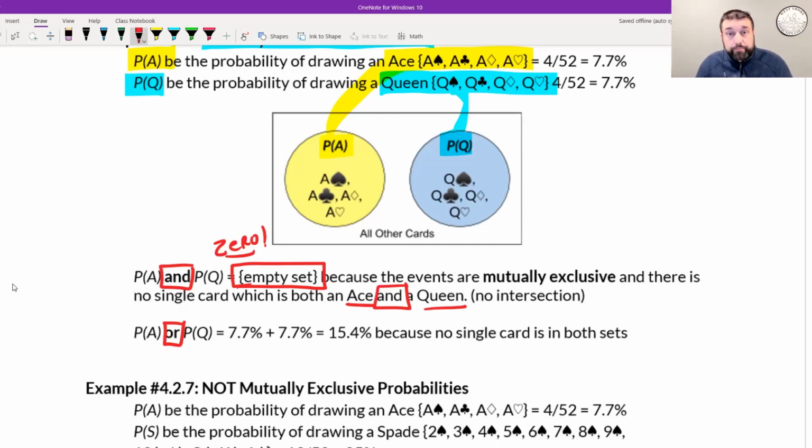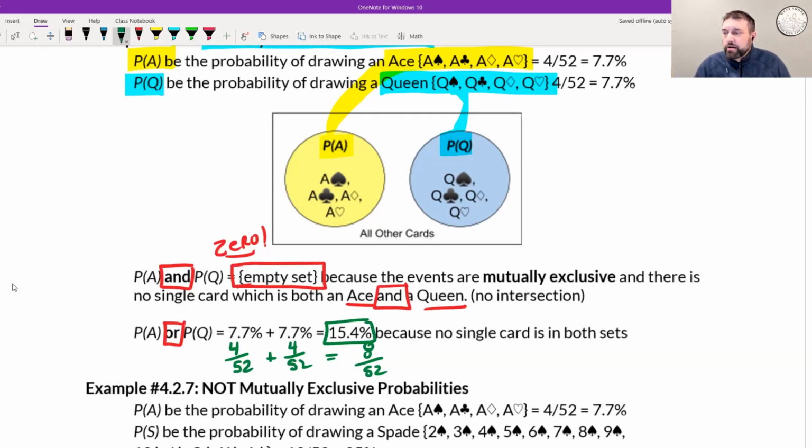Now let's talk about the OR. So the probability of getting an ace is going to be, and I'll write this out, 4 out of 52. And the probability of getting a queen is also 4 out of 52. So the probability of reaching into a deck and pulling out an ace or a queen is 8 out of 52, which is 15.4%. So when you have two events that are mutually exclusive, the AND operation is 0. They don't share any common outcomes. And so the AND operation of the two is 0. The OR operation, you just add the two probabilities together. Pretty easy. You just add them together.